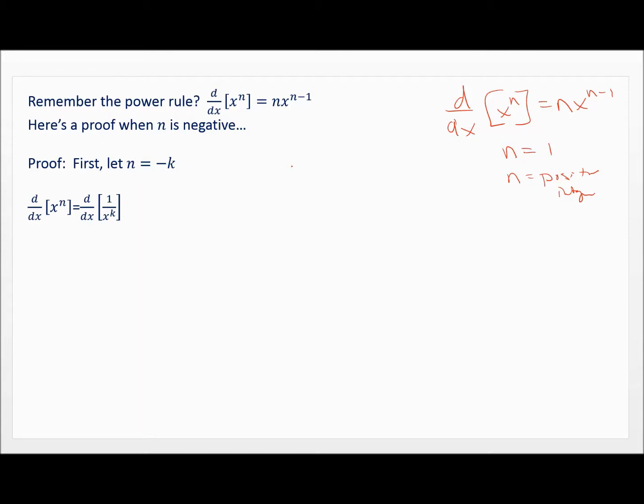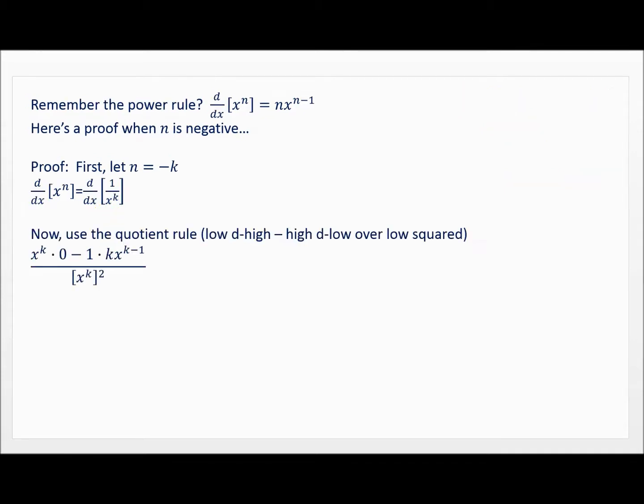So the derivative of x to the n is the same thing as the derivative with respect to x of 1 over x to the k, right? That means the same thing because n is equal to negative k. Now we want to take the derivative. How are we going to do that? We're going to use the quotient rule. This is the first time I haven't proven one of these using the definition of a derivative. But the good news is now that we have proven the quotient rule, we can just use it. And you know it well: low d high minus high d low over low squared.